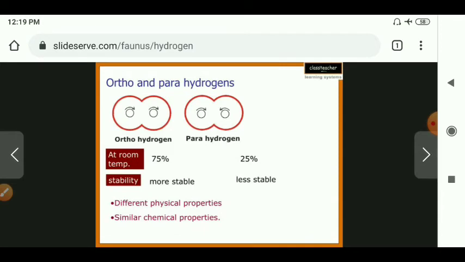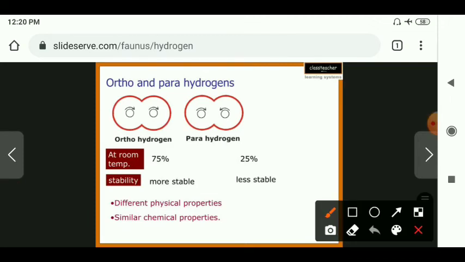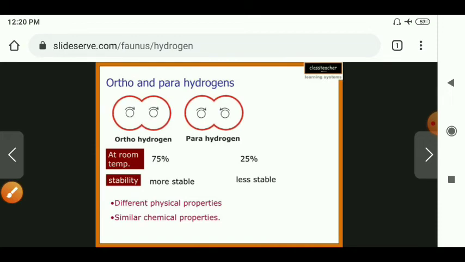When two hydrogens combine, we call it dihydrogen. If the nuclear spinning of those two hydrogens is on the same side, that is called ortho. If it is on a different side, that is called para. In ortho it is the same side, but in para it is the opposite side. So this is called ortho and para hydrogen. Ortho exists as 75% and para as 25%. Ortho is more stable and para is less stable.